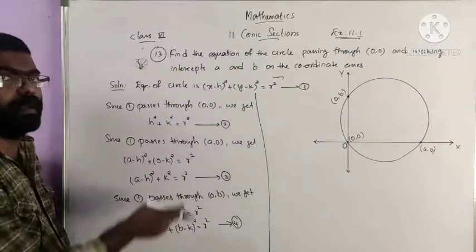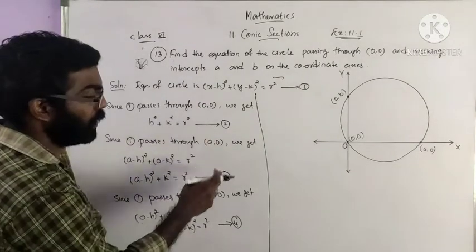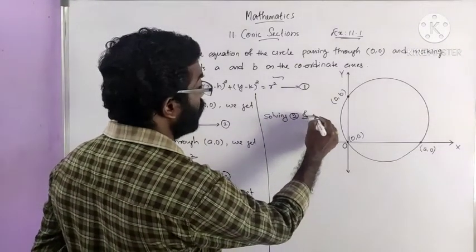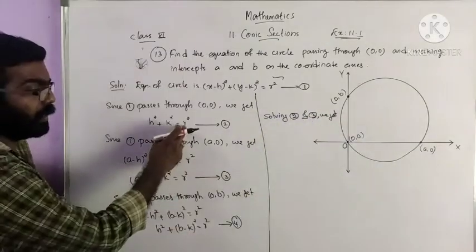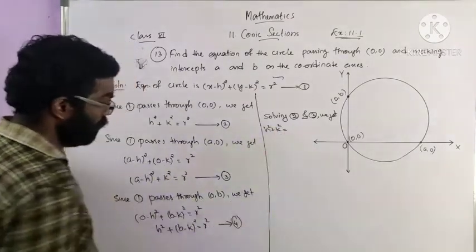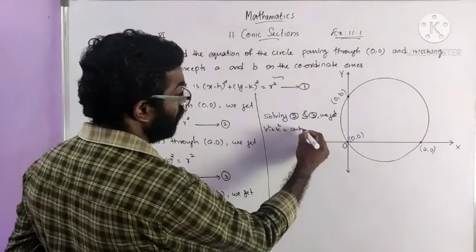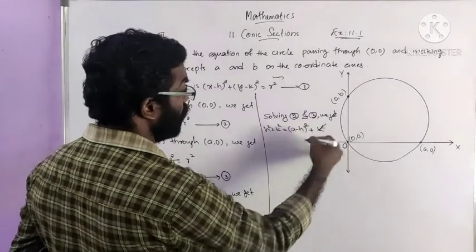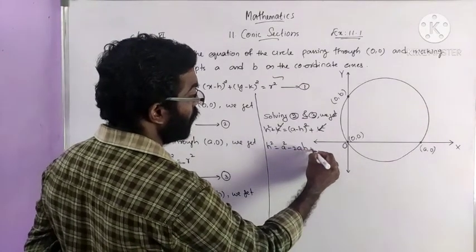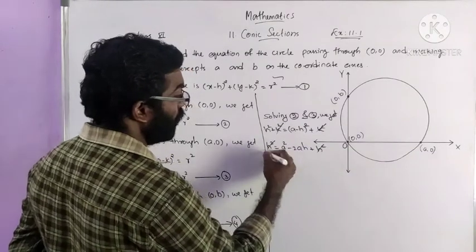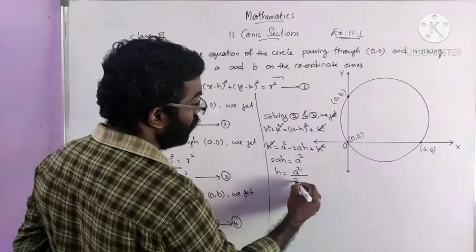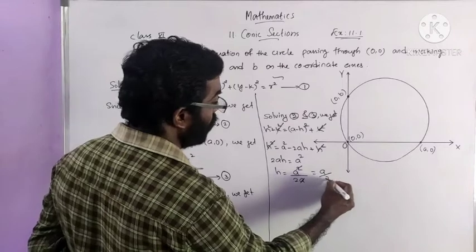Now we can solve the equations simultaneously. First we can solve equation 2 and equation 3. Here the RHS is same, so we can equate the LHS part. h square plus k square equal to a minus h the whole square, then plus k square. k square we can cancel. h square equal to, here we can expand, a square minus 2ah plus h square. Again we can cancel h square, so 2ah is equal to a square, h is equal to a square by 2a, that is a by 2.